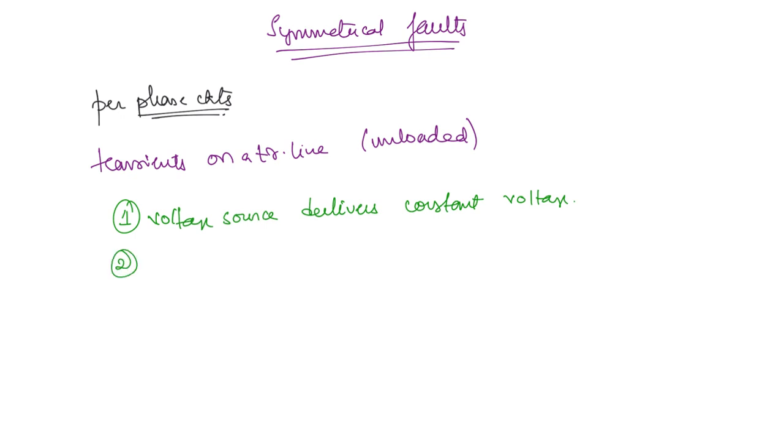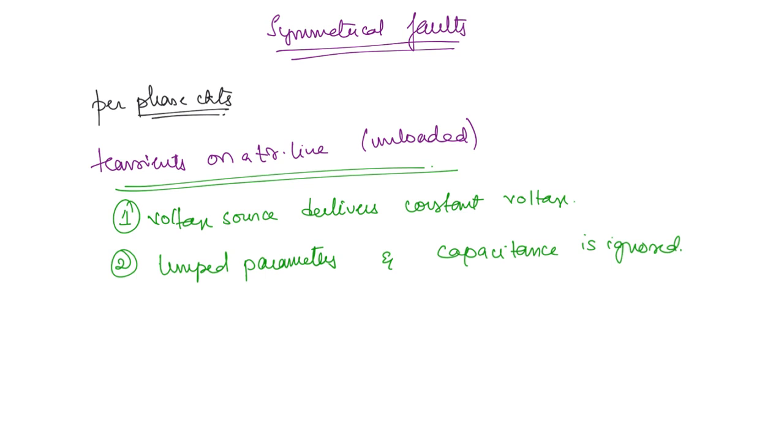And the second assumption we will take is that the parameters of the transmission line are lumped parameters and the capacitance is ignored. So these are the two assumptions that we are going to take. Later on we can analyze along with the impedance of the voltage source. For now we will discuss only with these assumptions.